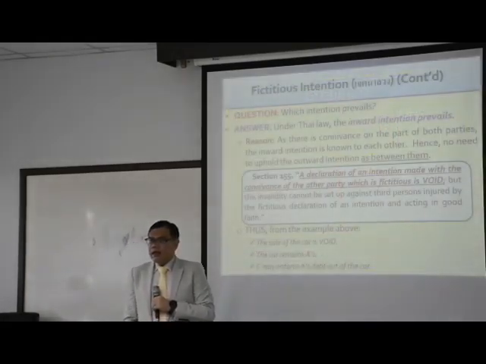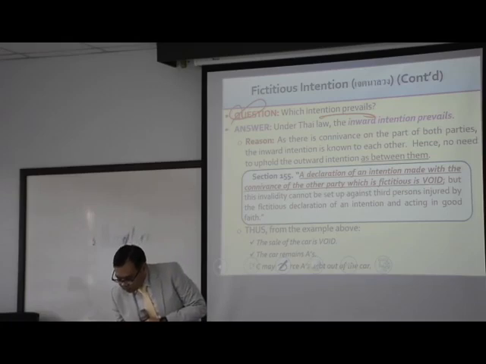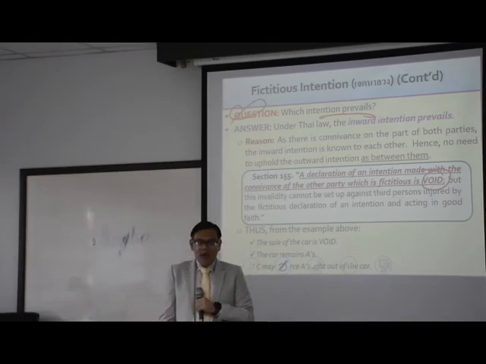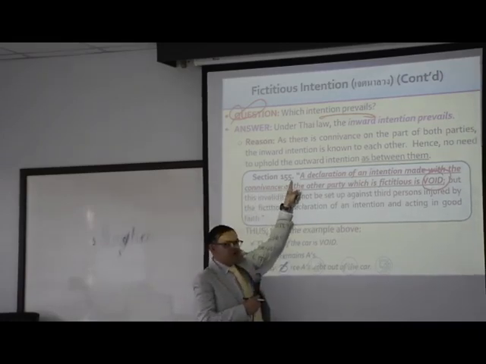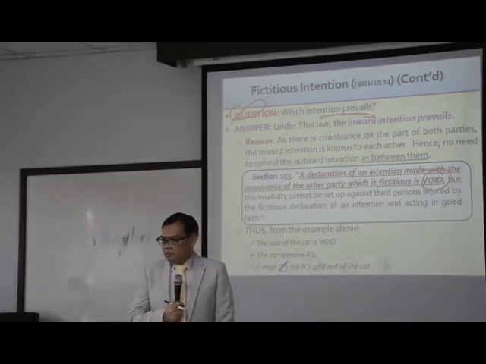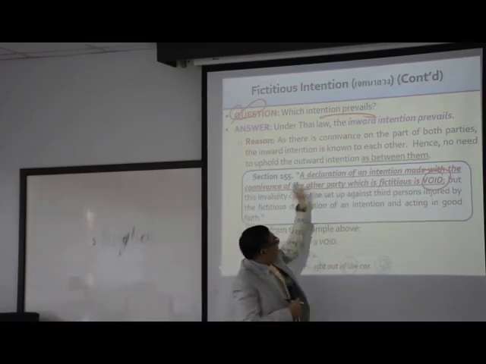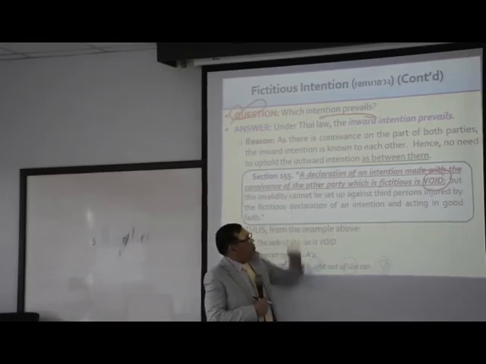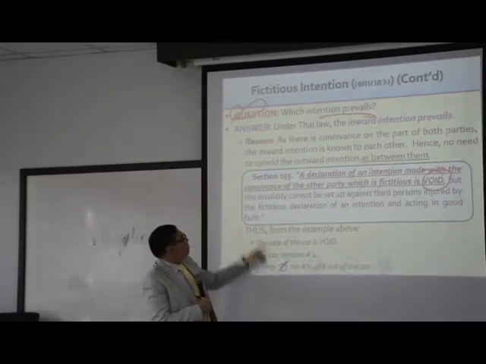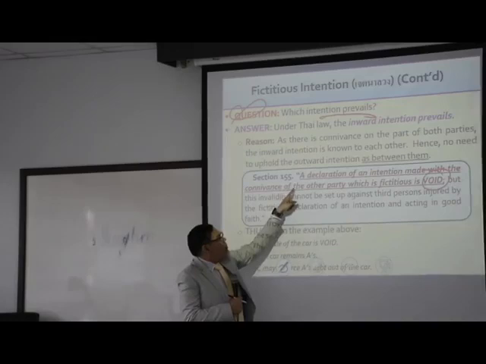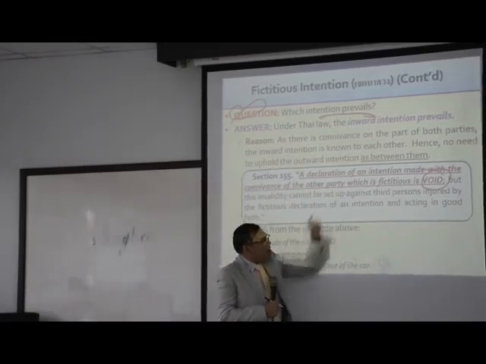Then the law says that in this case the juristic act between A and B is just void. Where is the law embodied? The rule of law here is embodied in section 155 of the Civil and Commercial Code. According to 155, if you look at the wording here, I try to put the important things in red ink for you. A declaration of an intention made with the connivance of the other party, which is fictitious, is void.